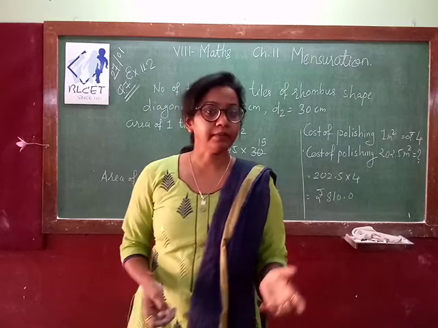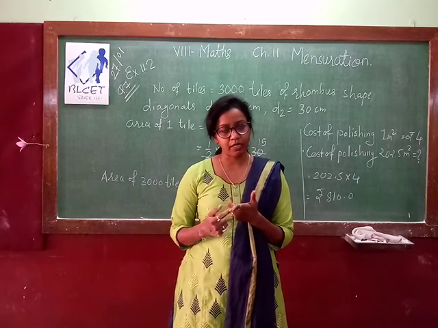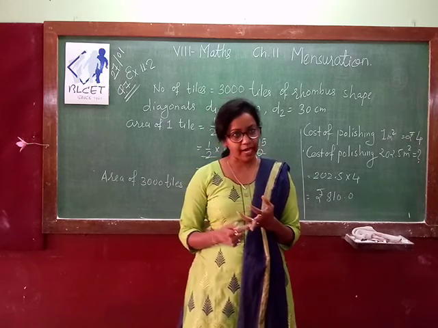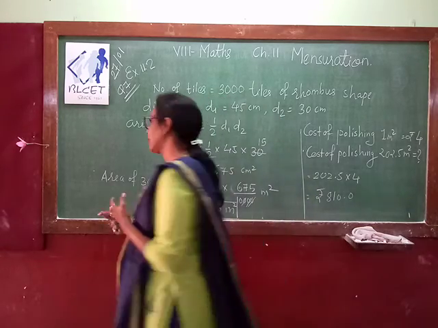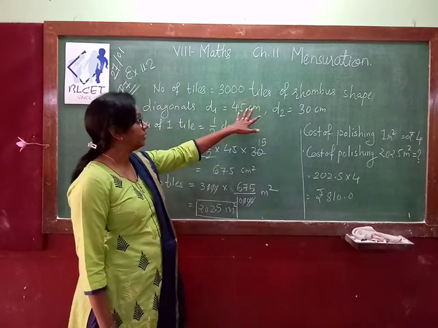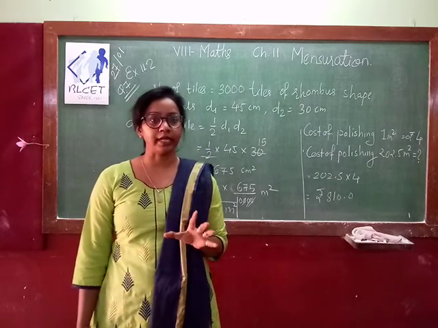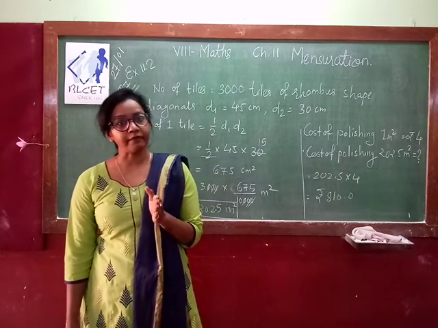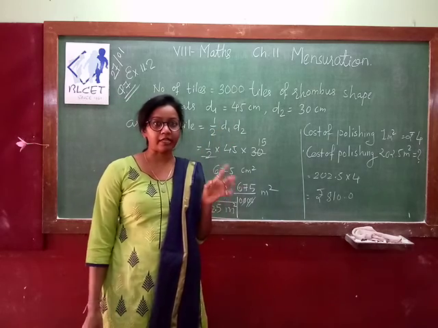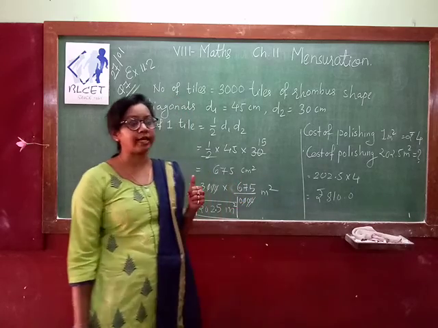Okay, what is given? We have been given the shape of the tiles, that is rhombus, and the dimensions, that is the diagonals of the rhombus shaped tiles, 45 cm and 30 cm. This is for one tile. How many tiles do we have? 3000 tiles. So from that we are finding the area of the total floor in which 3000 tiles are fitted, because we have to polish the tiles.